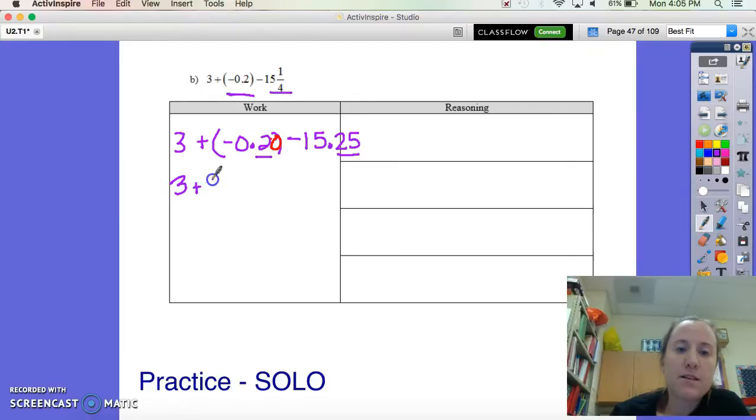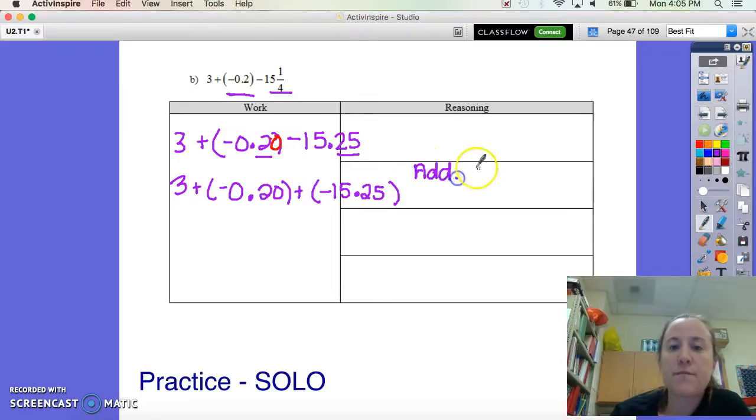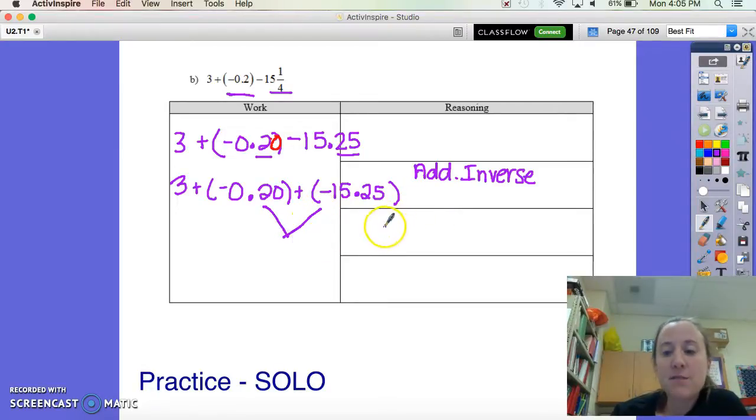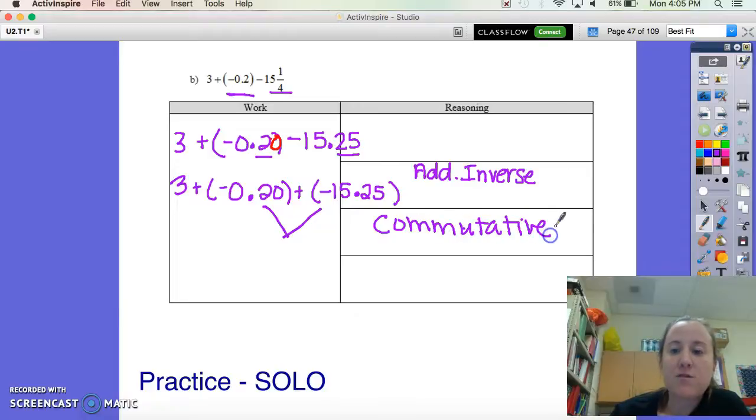So 3 plus -20/100ths plus a -15 and 25/100ths. And that's my additive inverse property. I'm going to use my commutative property to rewrite the order of which I'm going to do this math in. And I'm not even going to rewrite it. I'm just going to draw arrows to show you that this is what I'm simplifying first. But that is commutative property, even though I didn't rewrite the numbers to go in order, reading left to right. I'm still changing the order in which I would solve these problems.